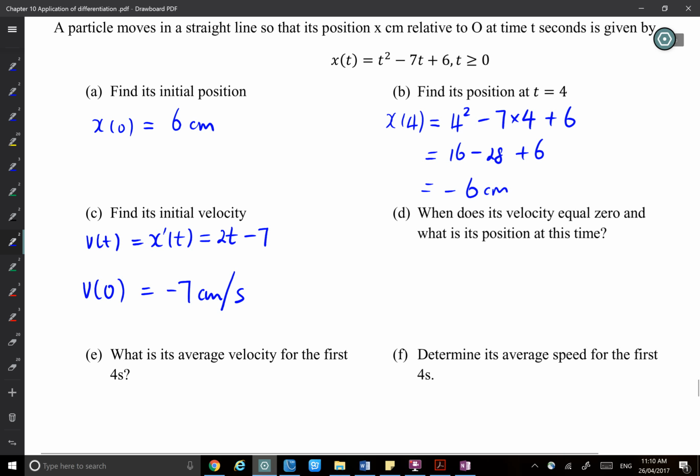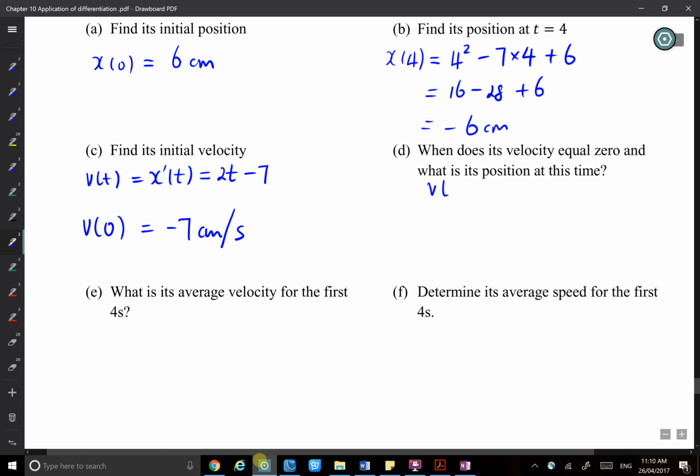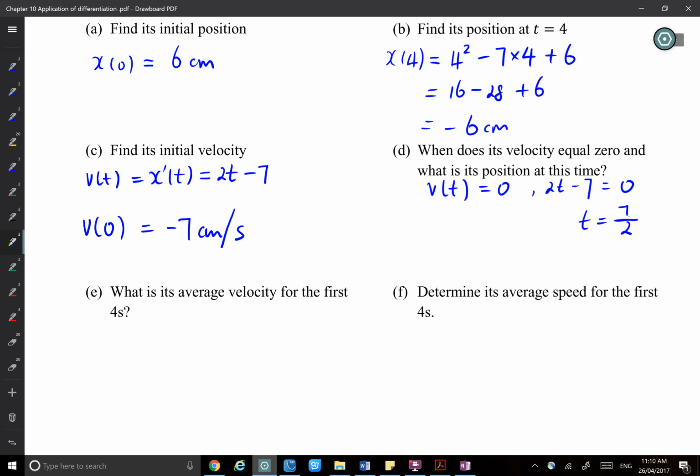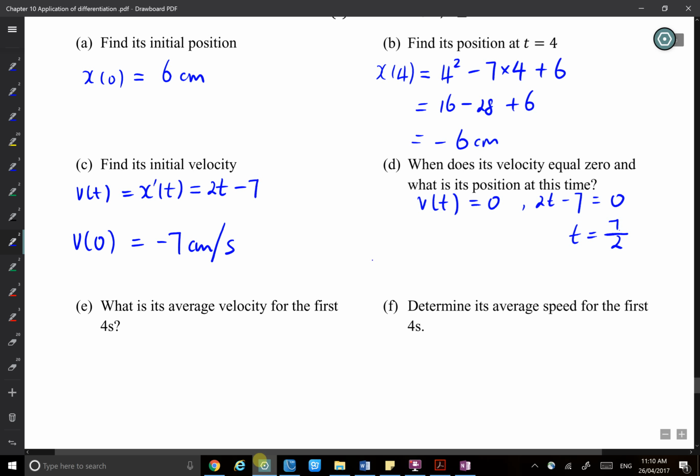So you find vt first and you put 0 in. When does its velocity equal 0 and what is its position at that time? So you want vt equals 0. Therefore, you need 2t minus 7 to be 0. t equals 7 over 2. Okay, t equals 7 over 2. At that instant, your velocity equals 0. What is the position at that time? You want to find x of 7 over 2.